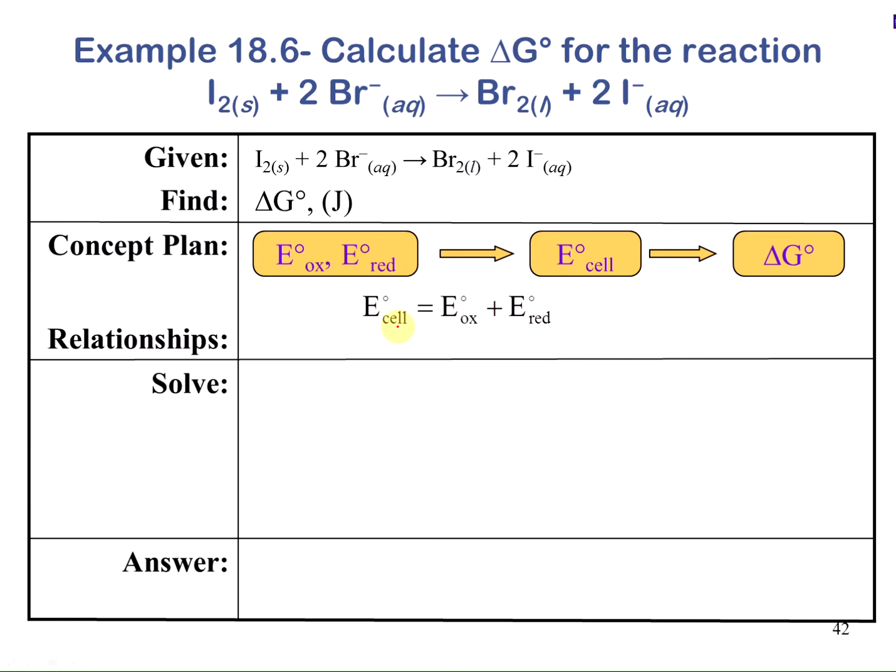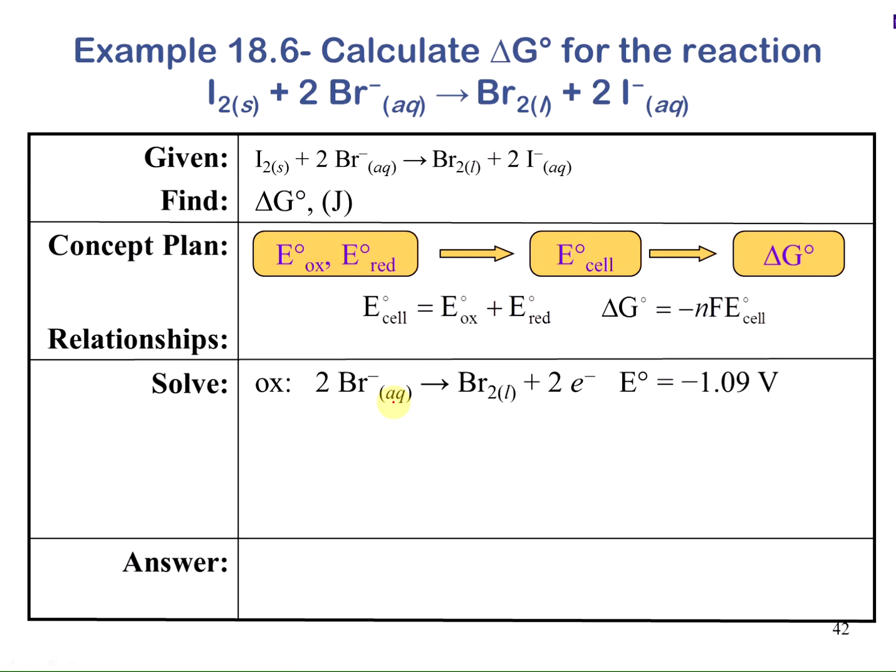So remember, to get the E cell, I combine the oxidation half reaction plus the reduction half reaction to get the E cell value. And then I can use that cell potential times Faraday's constant times the number of electrons transferred times the negative to get the delta G values. So let's start solving that problem.